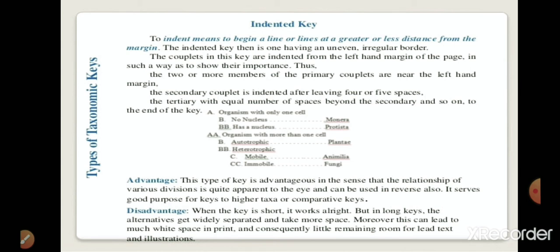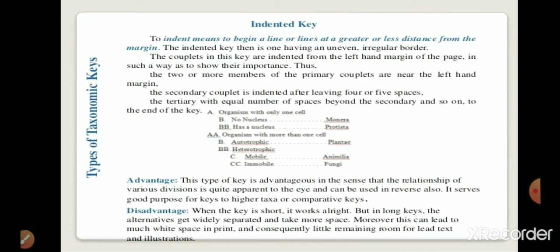This indented key is one having an uneven or irregular border. The couplets in this key are indented from the left-hand margin of the page in such a way as to show their importance. Basically, the indented choices or leads of a couplet are an equal distance from the left margin. The two choices are usually labeled 1A and 1B. It is not necessary that the choices be numbered, but it helps.